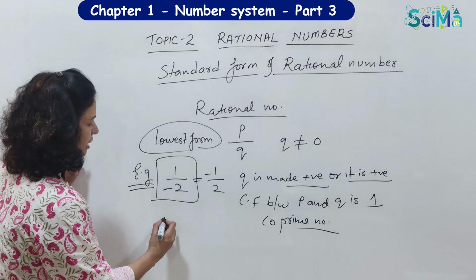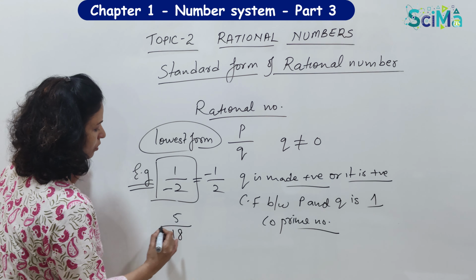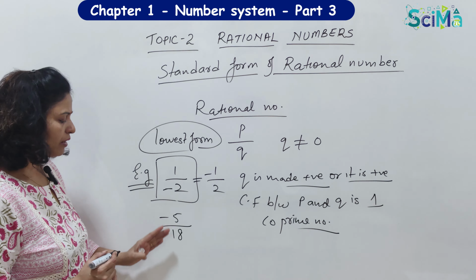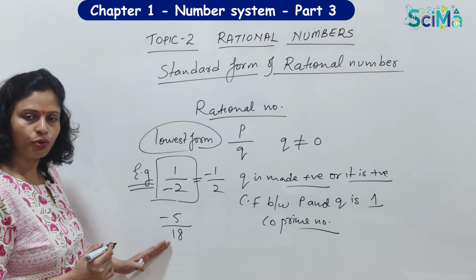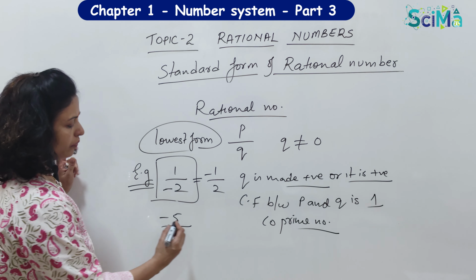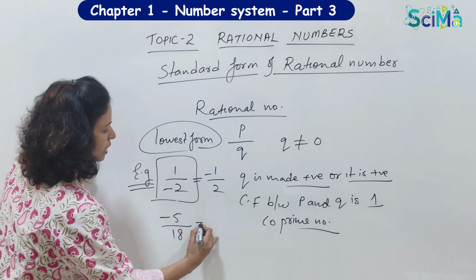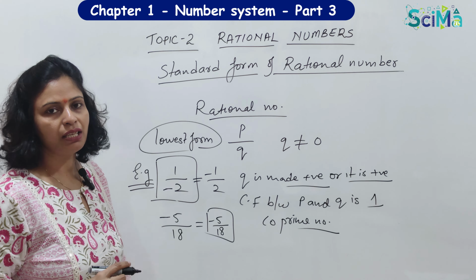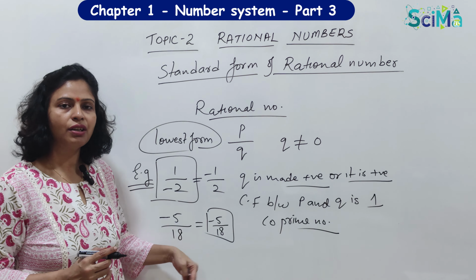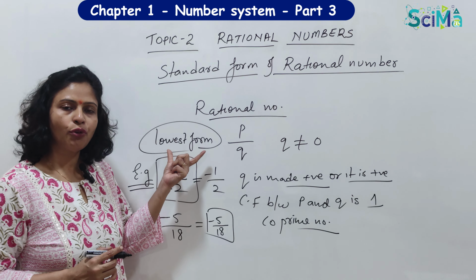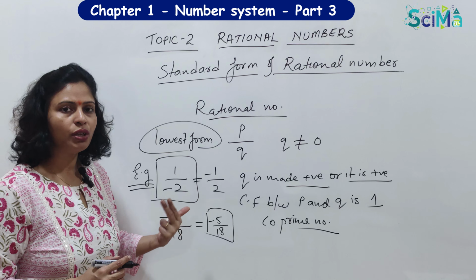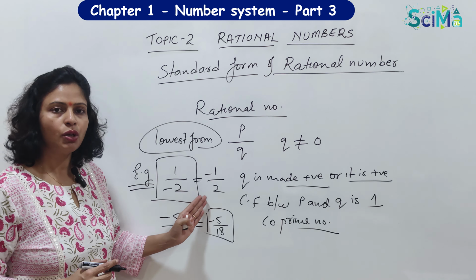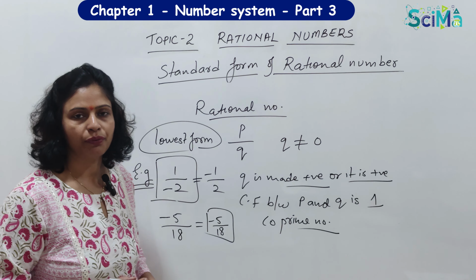Okay, one more example, if I say take minus 5 by 18. So here also there is no common factor between 5 and 18 other than 1. Here Q is positive, so no need to do any changes, and numerator is negative, that's fine. So here we have the standard form as minus 5 by 18 itself. Okay, there is nothing common between them. We can't reduce it to lower terms. When we say lowest form, that means we can reduce the rational number into the lowest form if possible. If it is not possible, that number itself becomes the lowest form or the standard form of that number.